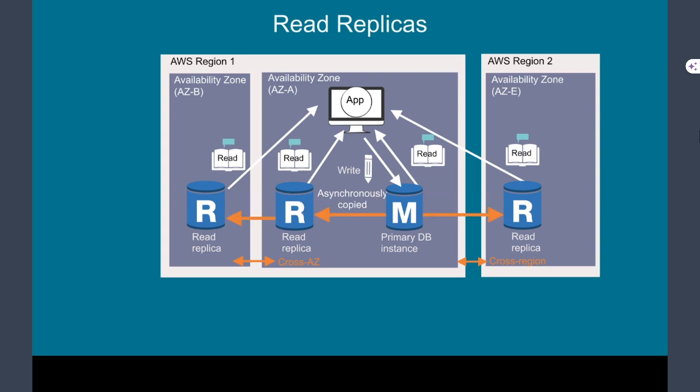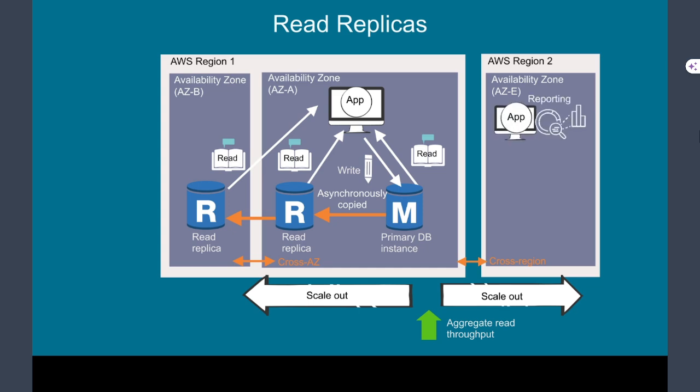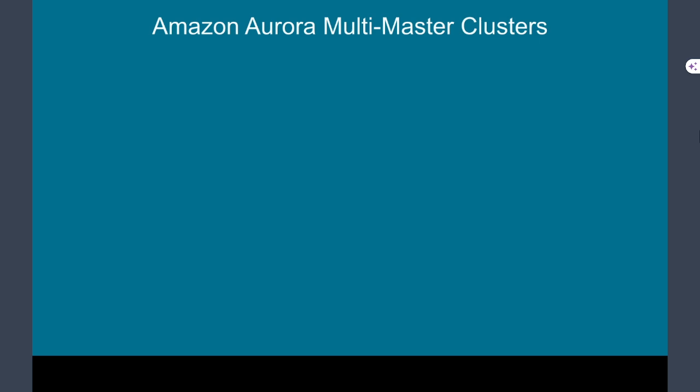Using read replicas, you can elastically scale out beyond the capacity constraints of a single DB. This increases the aggregate read throughput. Let's look at a common use case. You want to run a reporting application that performs some analytics on the RDS database. In order to reduce the read traffic in the primary database, you can create a read replica for the reporting application to read data directly from the read replica instead. Read replicas can also be promoted to standalone DB instances as a disaster recovery solution if the primary DB instance fails. As you can see, read replicas help scale out read operations.